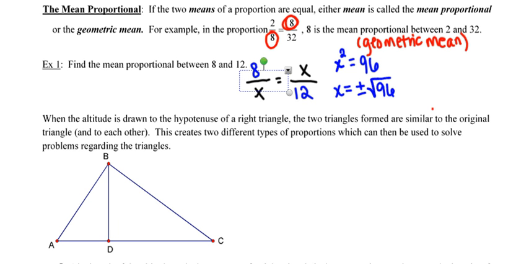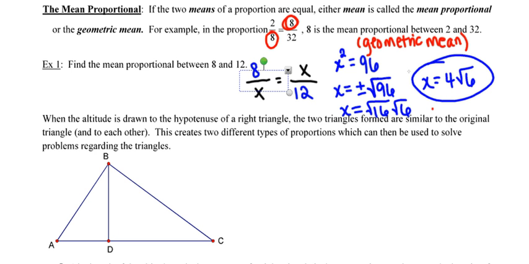When we talk geometric mean or mean proportional, we always talk the positive value of x. So I'm going to reject that negative root. But at the same time, I'm going to remember that anytime I have a number under the radical sign, I have to make sure that radical is in simplest radical form. So while 96 isn't a perfect square, 16 will go in there exactly 6 times, making that mean proportional, or that geometric mean, however you want to say it, equal to 4√6.